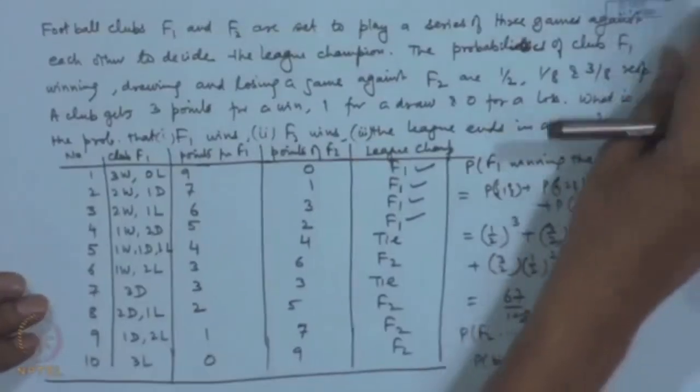So, we have given several examples of solving probability problems using the axiomatic definition. In the following lecture, I will be explaining the concept of random variables and probability distributions.